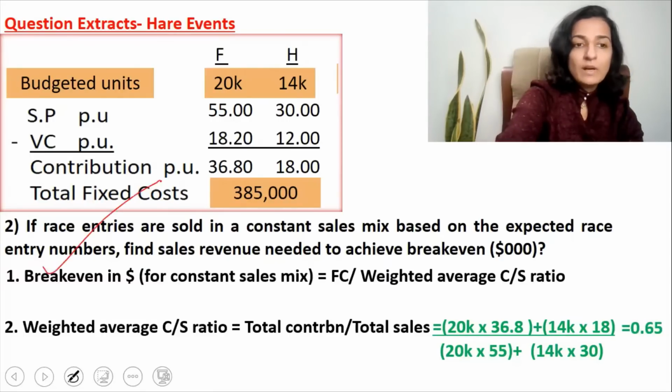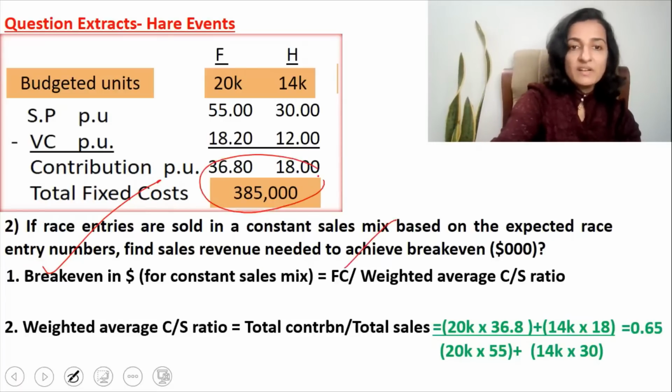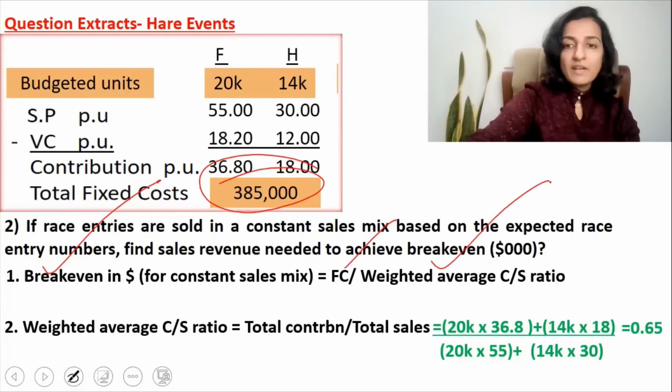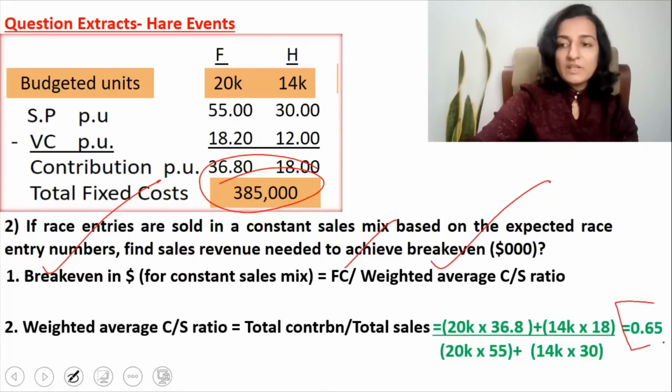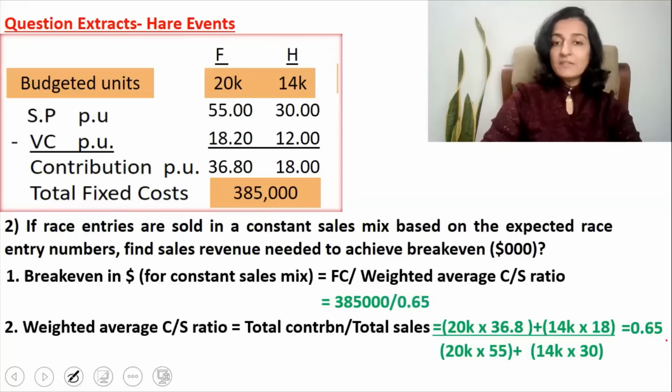Now coming to formula 1, that's the break-even point in dollar. It is fixed cost, which is $385,000, divided by weighted average C/S ratio, which is 0.65. So substituting those figures, it's 385,000 divided by 0.65, or $592,308. So we are done with part 2.